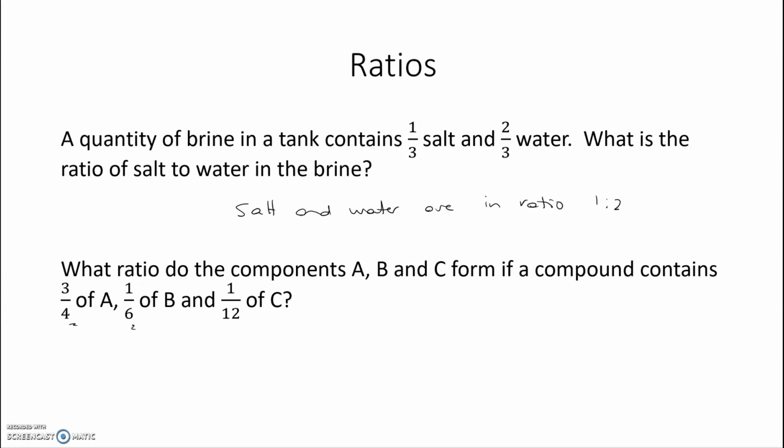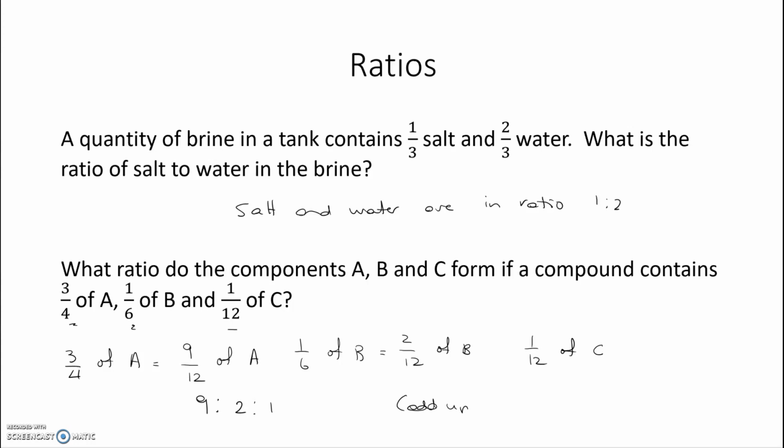Now the next one is a little bit harder. They've got different denominators, so we need to take that into consideration. So 3/4 of A is the same as 9/12 of A, and 1/6 of B is the same as 2/12 of B, and the remaining 1/12 is a 12th, so then we've got a 12th of C. So now we can put them in a ratio of 9:2:1, and what we should see is that they all add up to 12.